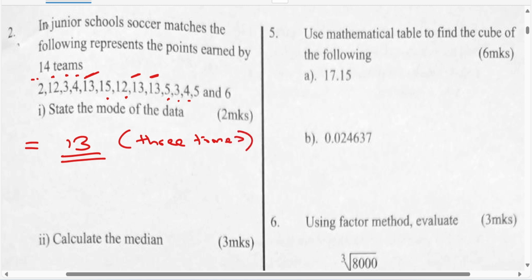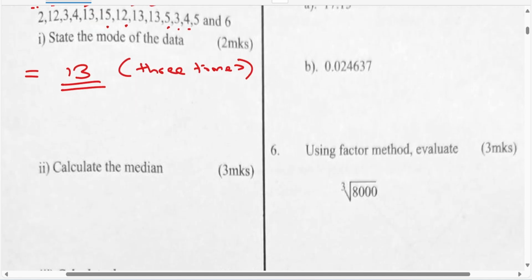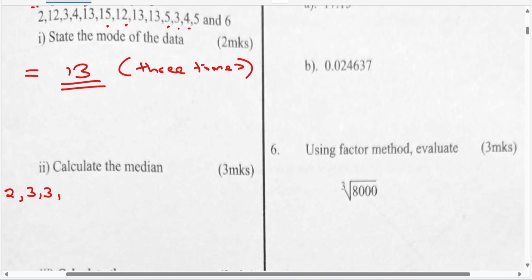So very easy. Roman 2, calculate the median. Now, how do you calculate the median? First step is to arrange the numbers from the lowest to the highest. So here you will start writing the lowest and then ascending to the highest. So let's start with 2 followed by 3s. How many 3s are there? 2 3s only. Followed by 4, 2 4s, followed by 5.